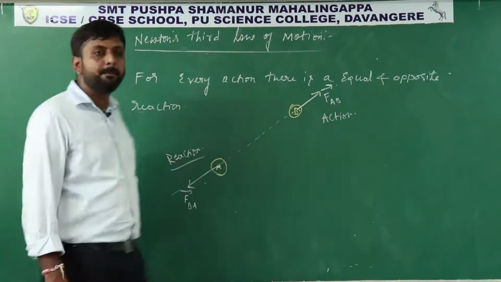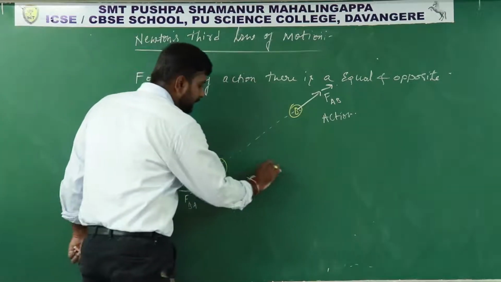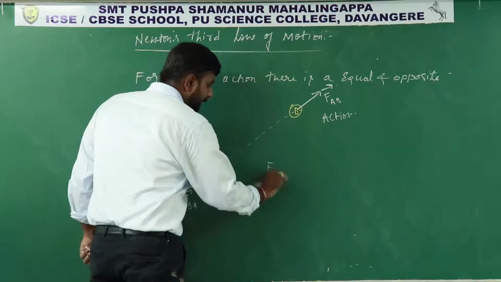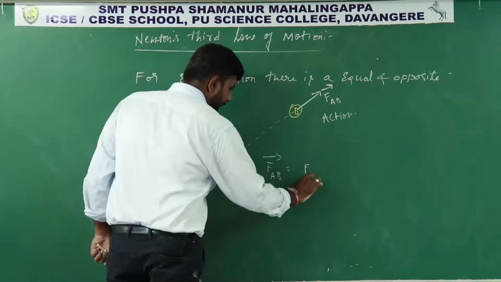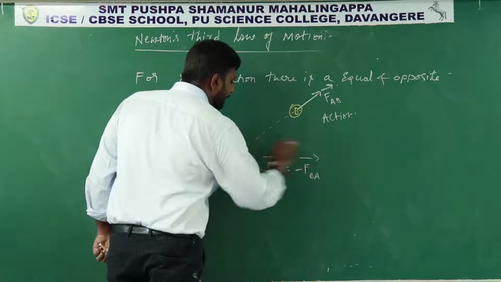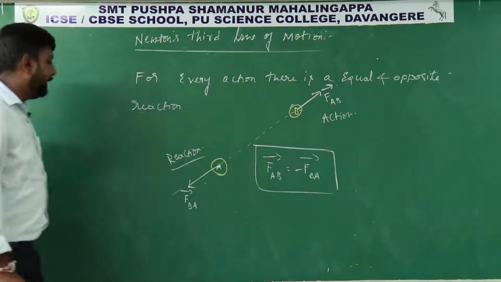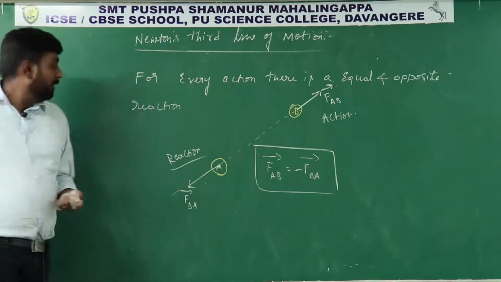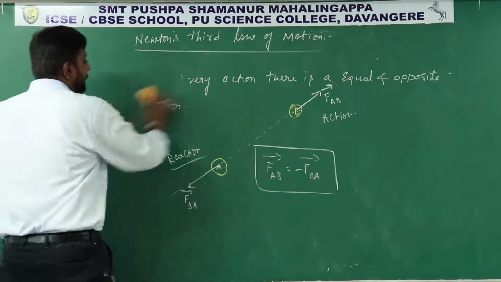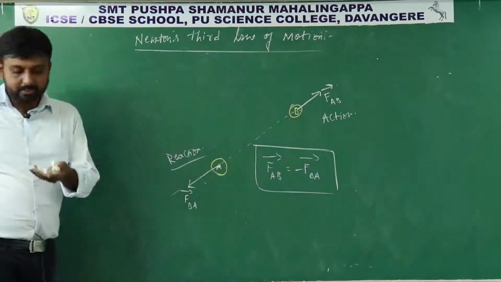So there is an action, and here there is a reaction. Definitely we can say that this force FAB is equal in magnitude to FBA, but opposite in direction. And what are the conditions you have to remember here? This is most important.